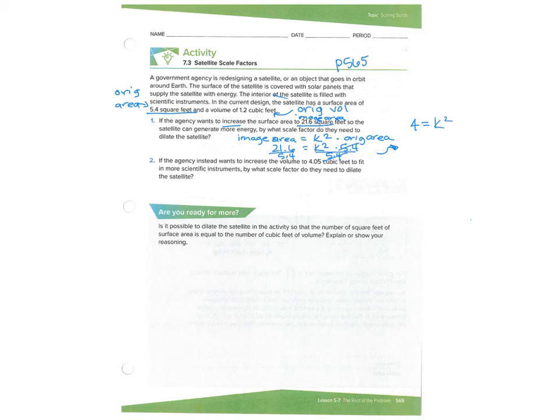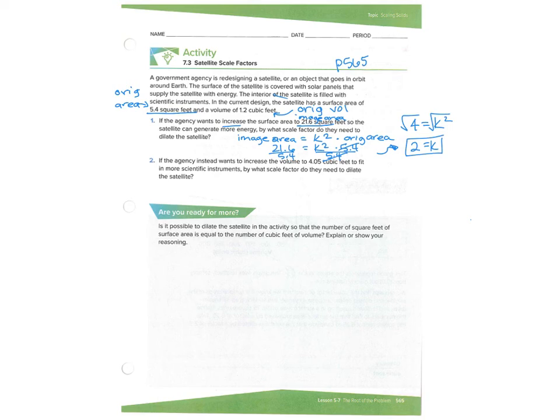To get the k by itself, I need to cancel the k being squared. I'm going to do that with the square root. When I do the square root of 4, I get 2 equals my scale factor. So when my satellite is dilated by a scale factor of 2, all my dimensions get twice as big, then my area gets 4 times as big, and that would be the answer to number 1, when my scale factor is 2.